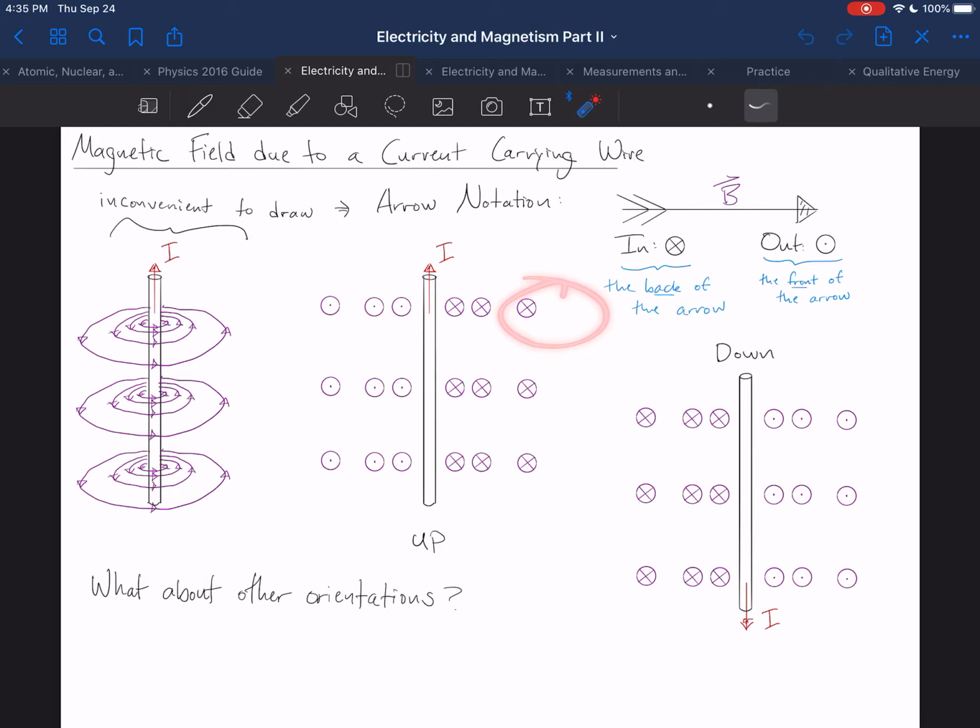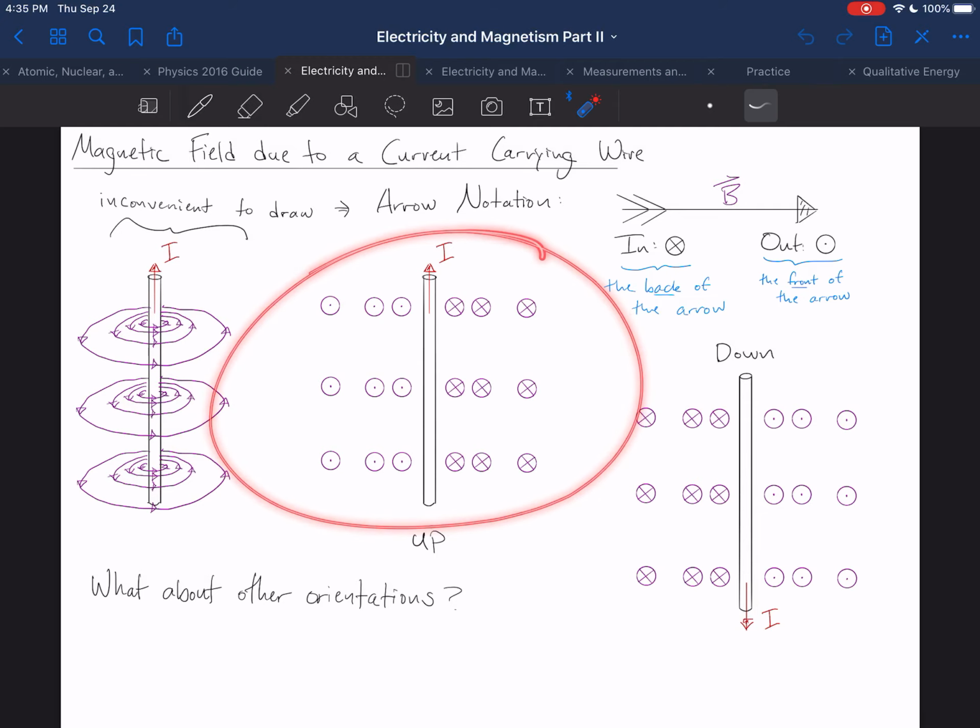The field gets weaker as we go further out. And this doesn't show the field that loops all the way around and curls in front and behind of the current. But this is often an easier and more useful way of notating the magnetic field around a current-carrying wire in a particular region of space.